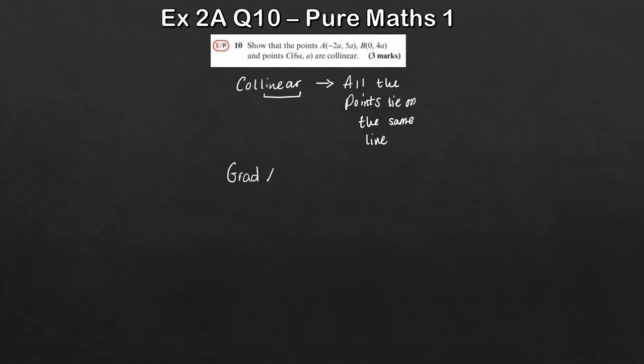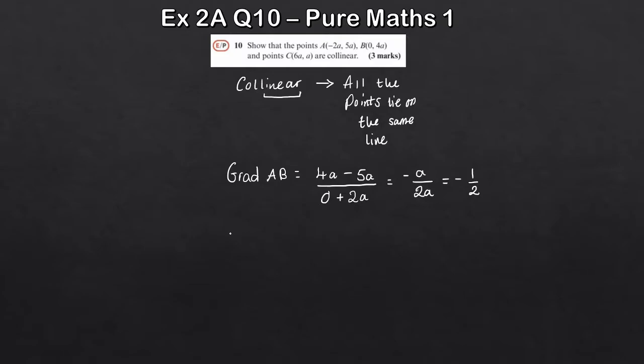Okay, so gradient of AB. How do we work that out? Well, if you take the point B, that's 0, 4a, and I do y2 minus y1, so that's 4a, my y2, minus y1, which is 5a. That's my numerator. My denominator is going to be 0 minus 2a, so that's 0 plus 2a there. If I work this out, this becomes minus a in the numerator, and 2a in the denominator, and this cancels to give us minus a half. Okay, so minus a half there.